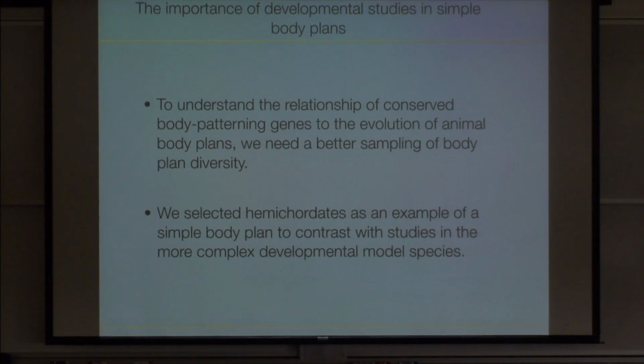To understand the relationship of these gene regulatory networks with the evolution of animal body plans, we need a better sampling of body plan diversity. And so we selected a group of animals called hemichordates as an example of a simple body plan that would contrast with the studies of more complex developmental model species.